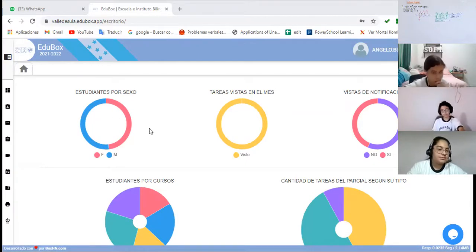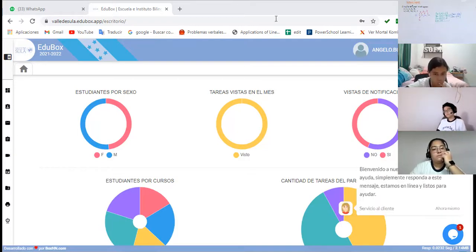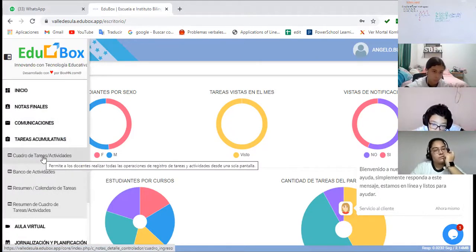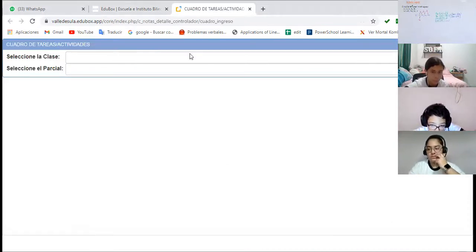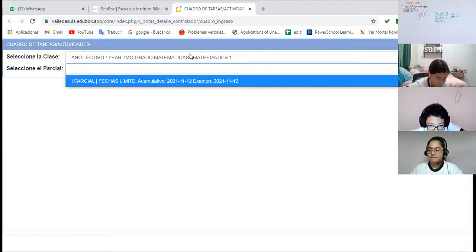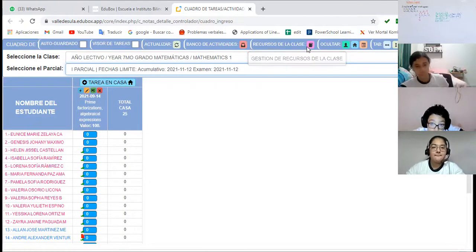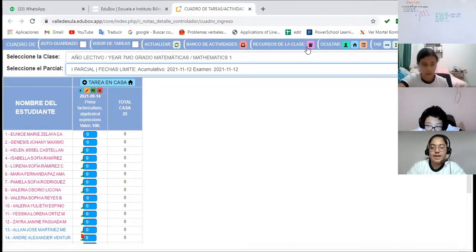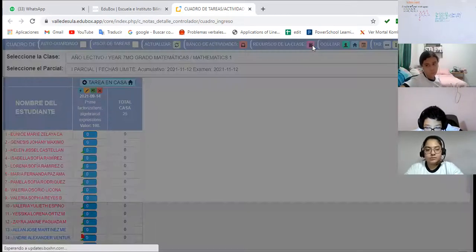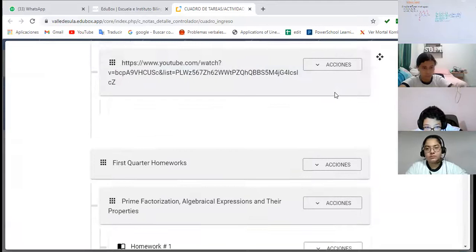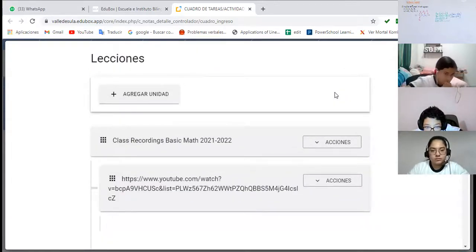Okay, obviously because I'm a teacher, the EduBox platform has different options than you as a student. In my case, you're going to find the activities. This is seventh grade mathematics, and I don't know if your EduBox platform has this option. In Spanish it says recursos de la clase. Yes, it does. Push the button over here, and you're going to find interesting things. One of them will be, for example, the class recording, basic math.